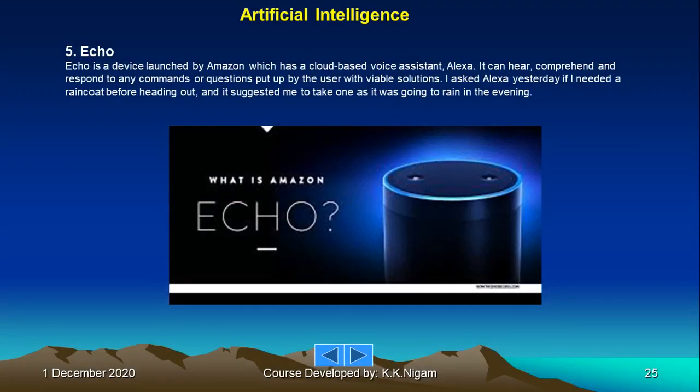Echo is a device launched by Amazon which has a cloud-based voice assistant, Alexa. It can hear, comprehend, and respond to any commands or questions put up by the user with a viable solution. You may ask Alexa if you need an umbrella or a raincoat, and the answer you may get is yes, because it is going to rain in the evening, so it is better to take the umbrella or raincoat. These are the types of things which are very much possible with the help of artificial intelligence, and it is happening. It is something which we are seeing.